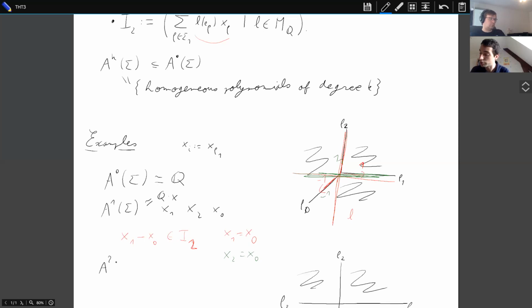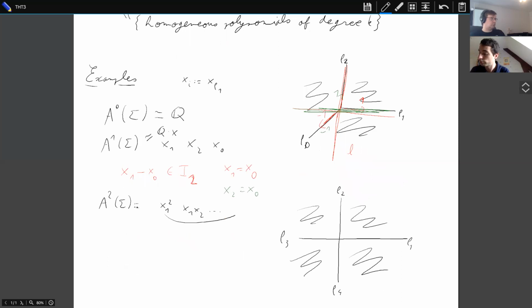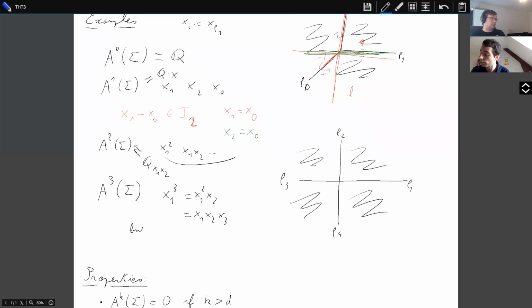Now if I look at A^2 of sigma, inside it you have X1 squared, X1X2, etc. But all these things are equal, so this is just, for example, X1X2 times some scalar. Let's look at A^3 of sigma this time. You have, for instance, X1 cubed inside it, but this is equal to X1 squared X2, and this is equal to X1X2X3. But rho1, rho2, rho3 is not a face of sigma, so this is just zero.